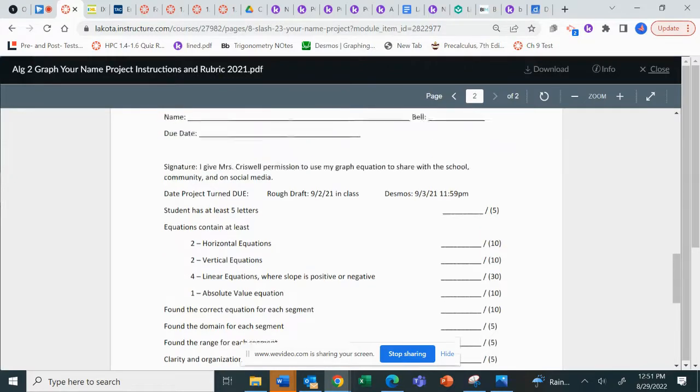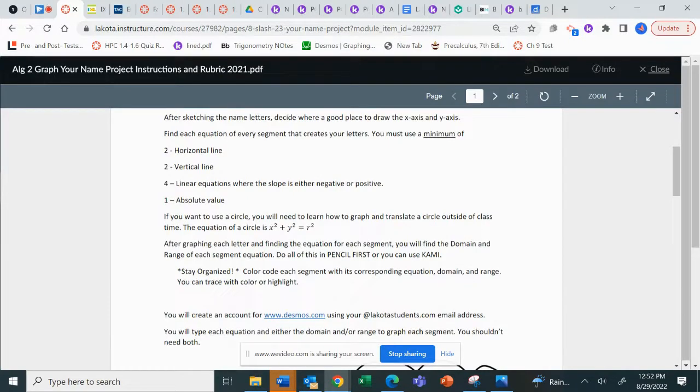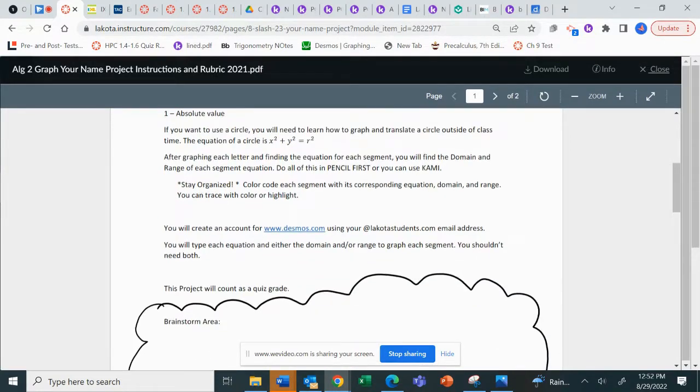So what you're going to notice when you go through this is not only do you have to have the hard copy, where hard as in it could be a digital file, but the copy where you sketched it and found all the equations, domain and range, you have to have that here. But you're also going to create an account for Desmos, and you're going to put everything into Desmos. So I'm going to show you that next.